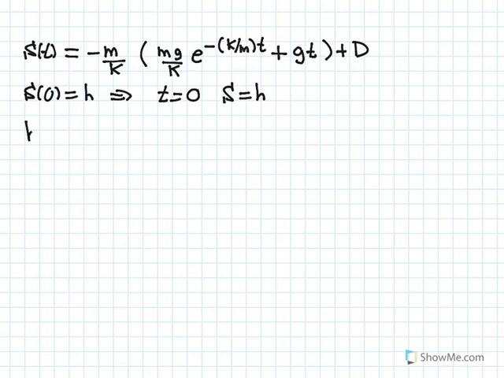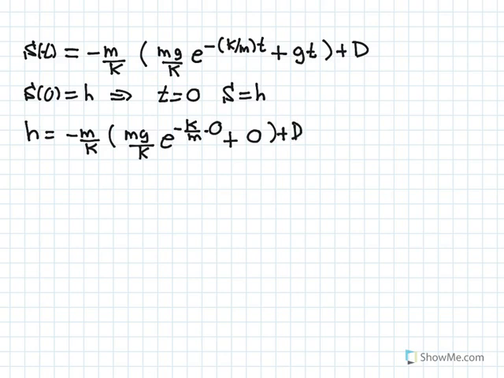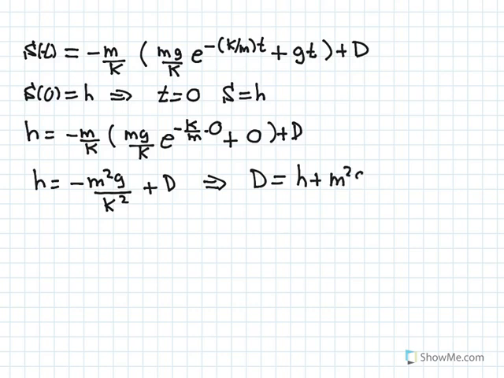So s of t, that's going to be h, is equal to minus m over k times mg over k, e to the minus k over m times 0, so all of that is 0, plus g times 0, that's 0, plus d. So we get h is equal to minus m squared g over k squared plus d. So solving for d, d is equal to h plus m squared g divided by k squared.